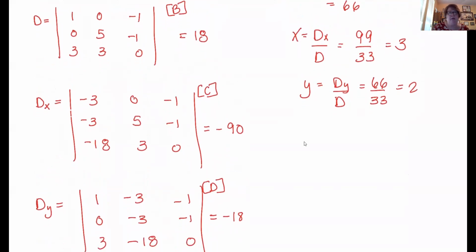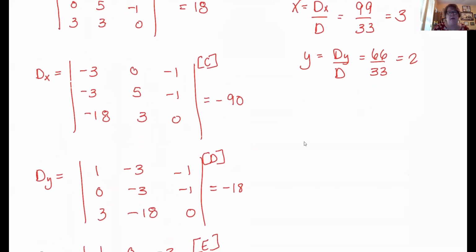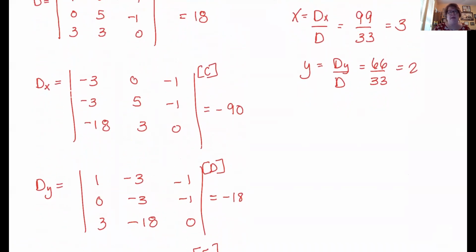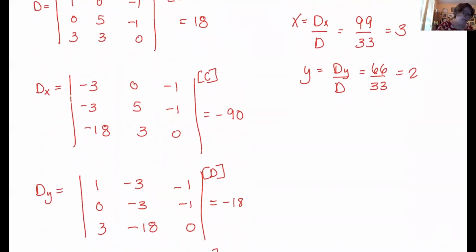D is 18, D sub X is -90, D sub Y is negative 18, and D sub Z is negative 36. So now to find x, we take D sub X and divide it by D, which is negative 90 divided by 18, and my calculator says that is negative 5.